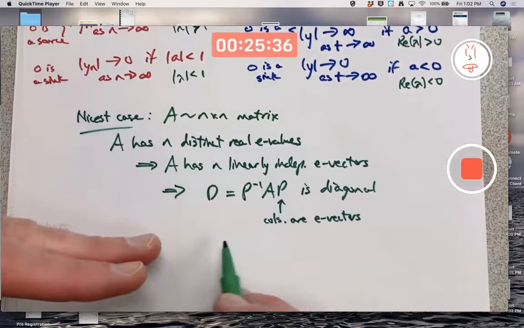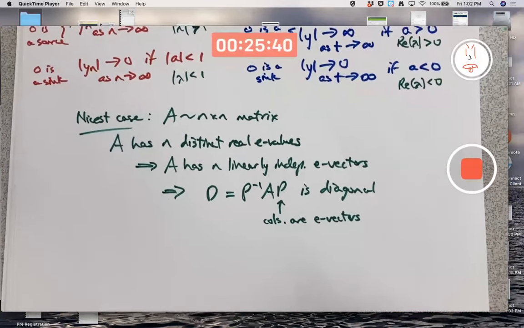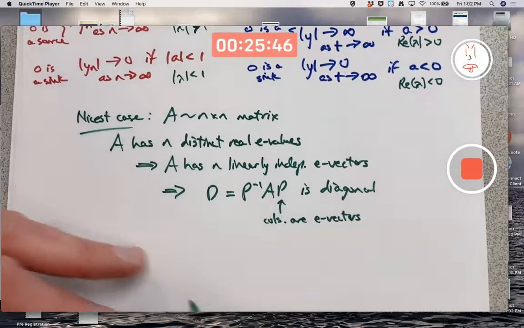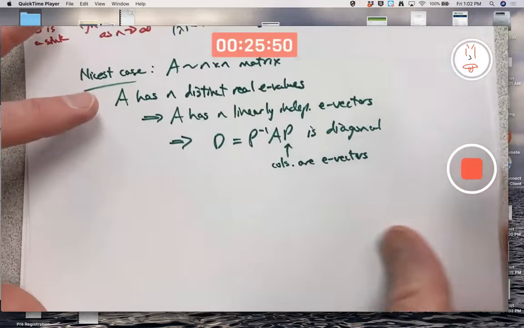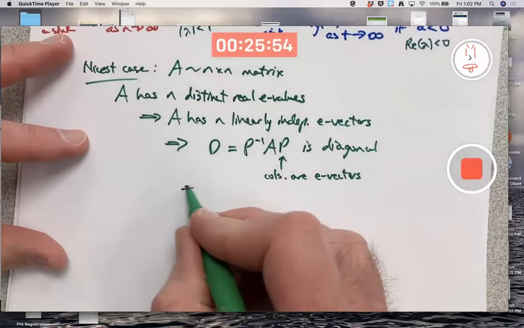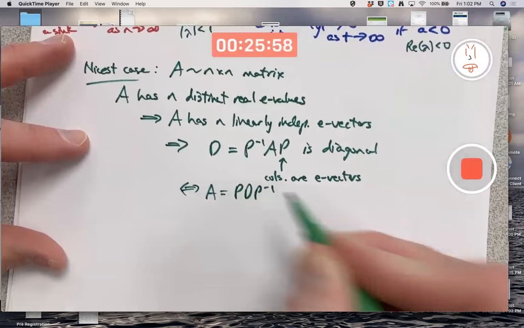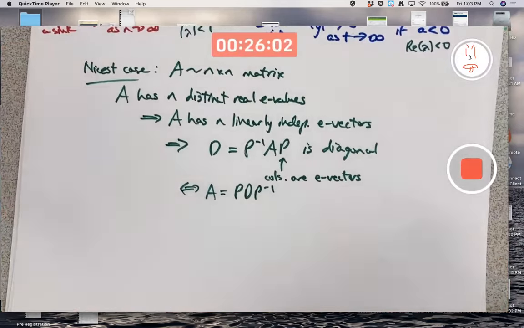Maybe a little bit of a mystery about why it works. I think I did talk about that in one lecture, about details of why it works. Maybe you skipped over that, so it feels like a mystery. Why does this work? It's like magic, but it does work. And this does mean it's equivalent to saying A is PDP inverse. And it does mean two useful things.